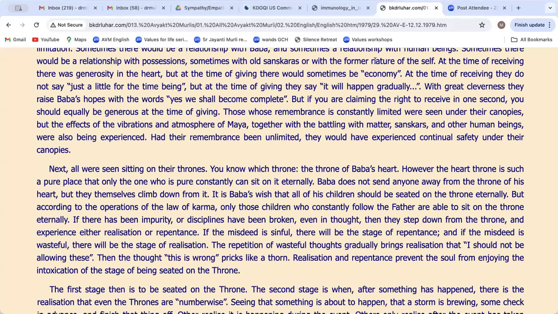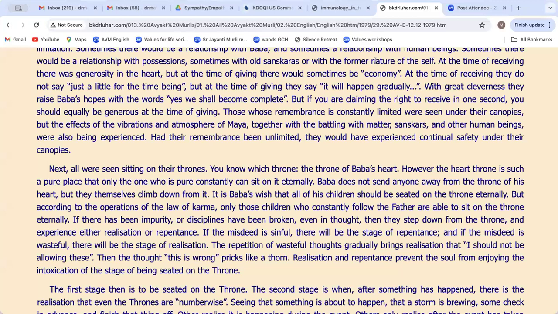But according to the operations of the law of karma, only those children who constantly follow the Father are able to sit on the throne eternally. If there has been impurity or disciplines have been broken, which Baba is very specific and strict about, Maryada Tori, impurity immediately seeps in. Even in the thought, if we are breaking a Maryada, we are breaking a discipline, then they themselves step down from the throne and experience either realization or repentance.